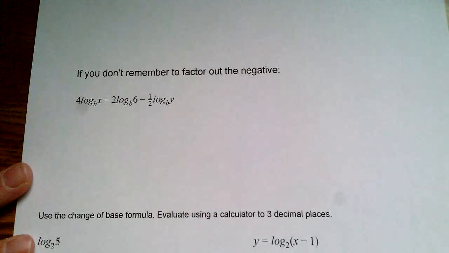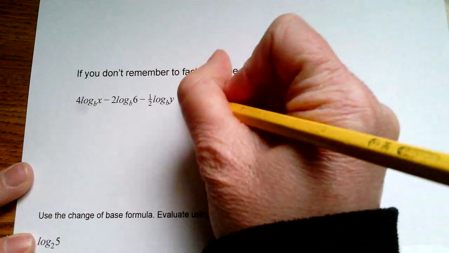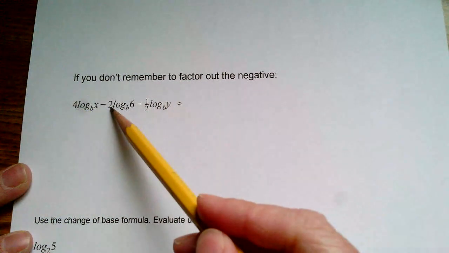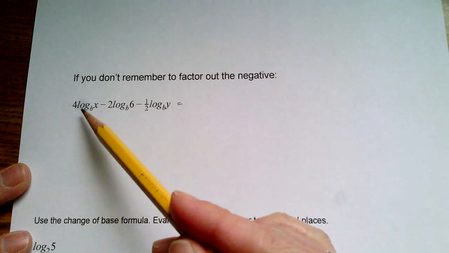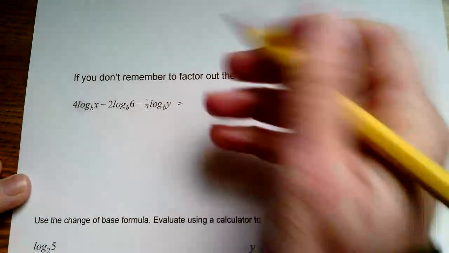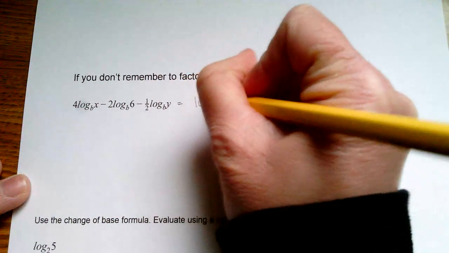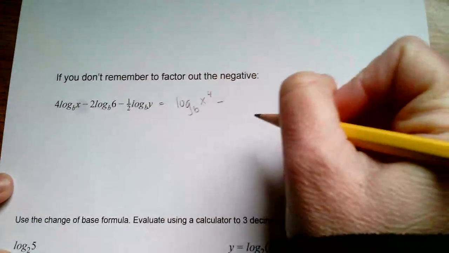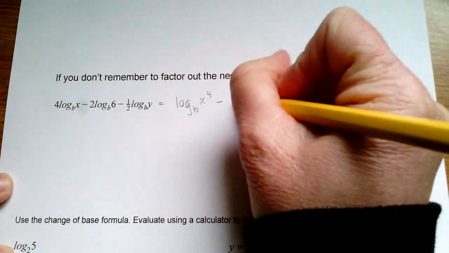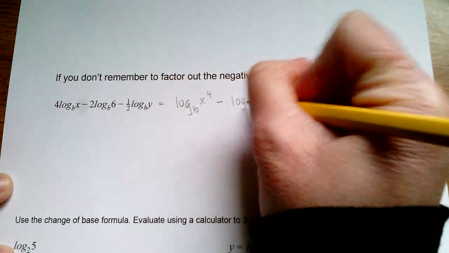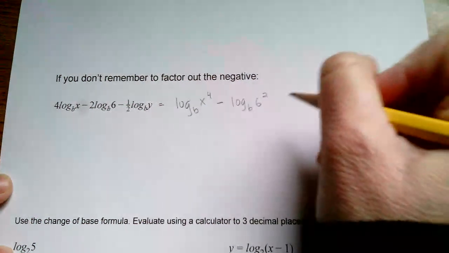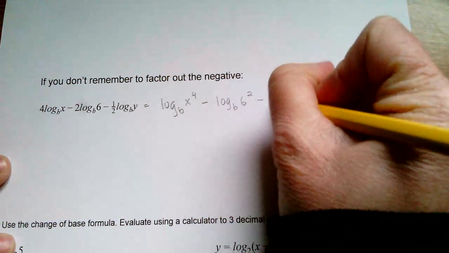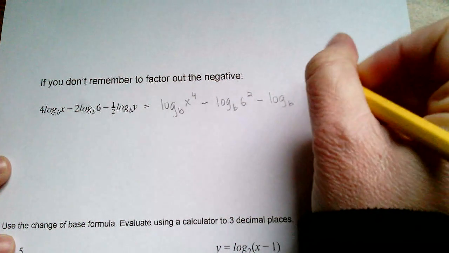So I'm going to restart the example for if you didn't remember to factor out the negative. The first thing I'm going to do is notice that all three of these have a coefficient. So I'm going to rewrite using the power property backwards. The first term is going to become log base b of x to the fourth. The minus sign is going to stay the same. The second term is going to become log base b of 6 squared. And the last term is going to become minus log base b of y to the 1/2.